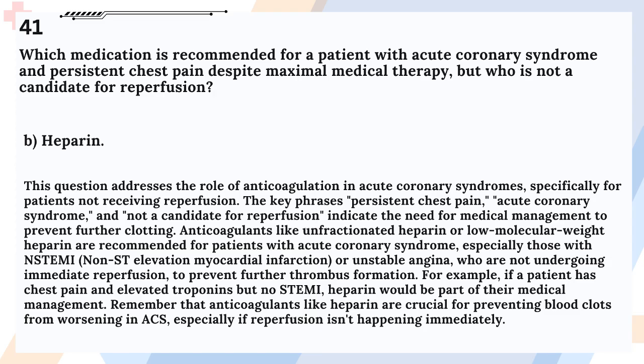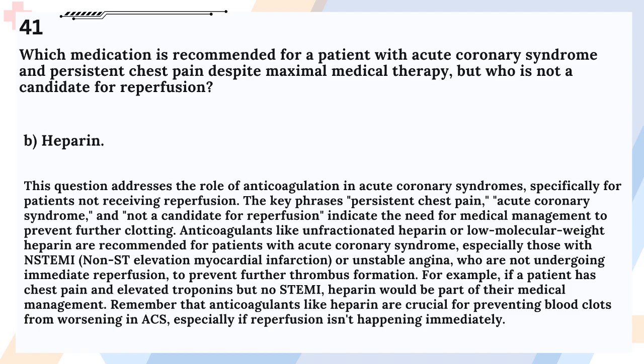Answer: B. Heparin. This question addresses the role of anticoagulation in acute coronary syndromes, specifically for patients not receiving reperfusion. The key phrases persistent chest pain, acute coronary syndrome, and not a candidate for reperfusion indicate the need for medical management to prevent further clotting.